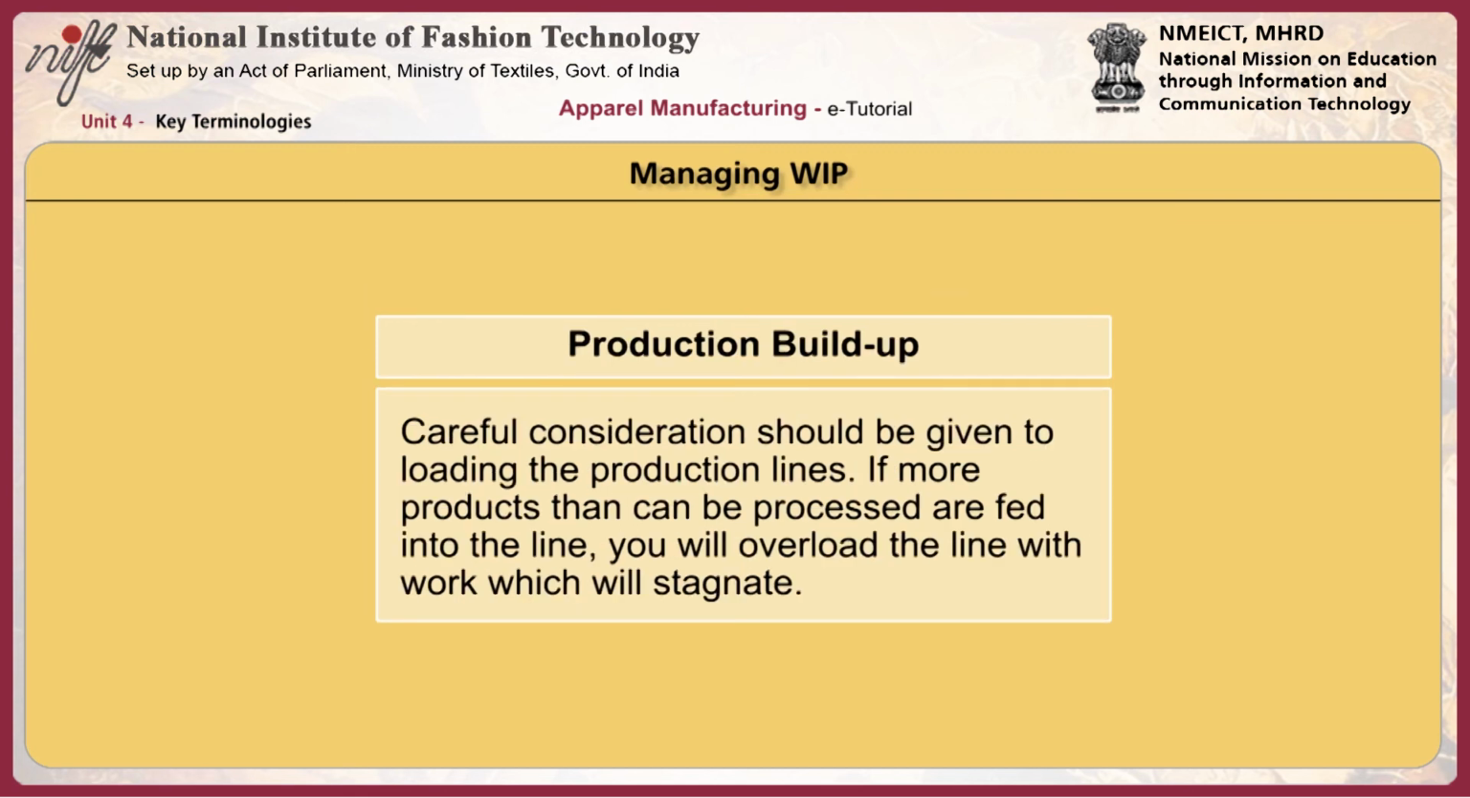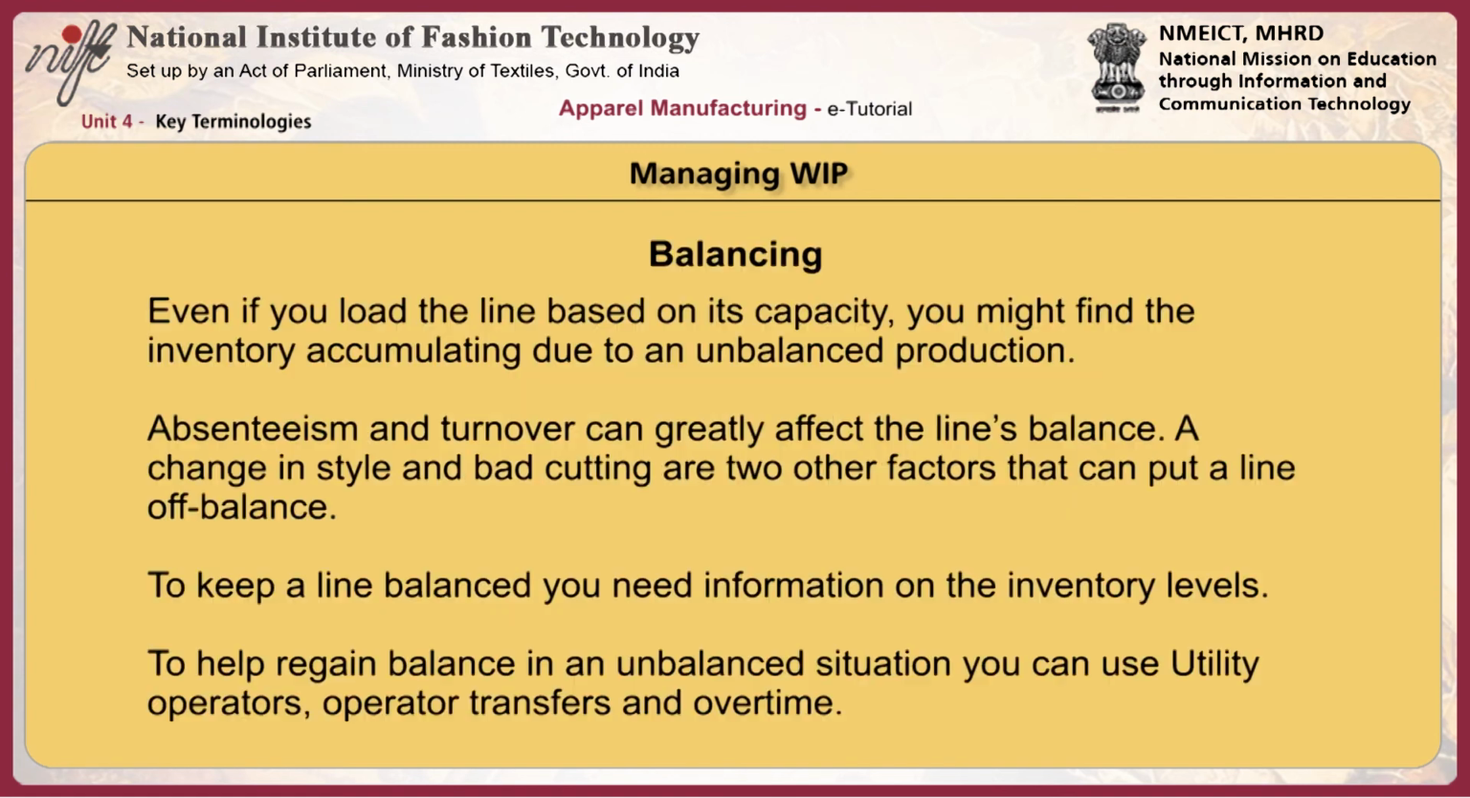Holding the 12,000 units in inventory is not acceptable and could lead to another problem. Careful consideration should be given to loading the production lines. If more product than can be processed is fed into the line, you will overload the line with work that will just sit stagnant. Even if you load the line based on its capacity, you might find inventory accumulating due to an unbalanced production.